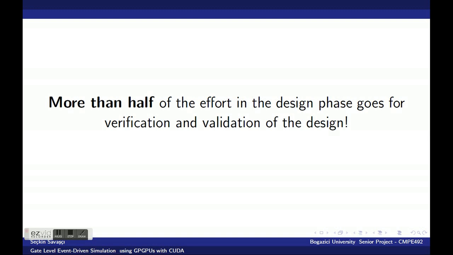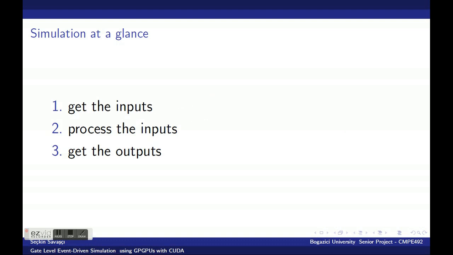So what is simulation then? Simulation is getting the inputs, processing the inputs, and getting the outputs. So it's basically the same as the actual run of the program. So what is the difference? The difference is you create the inputs such that when you see the outputs, you verify that this digital design works as intended.